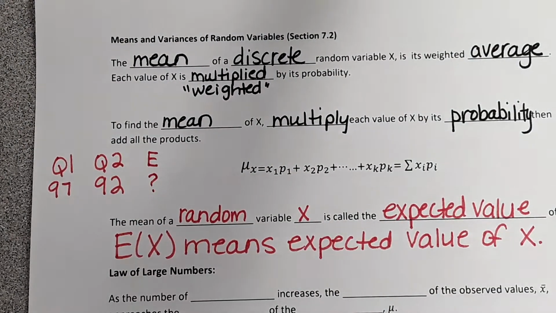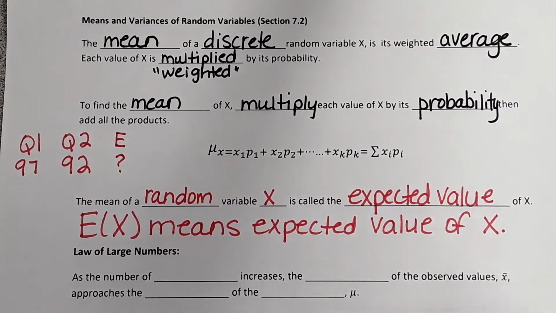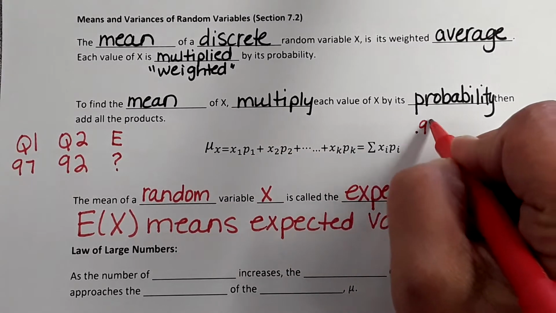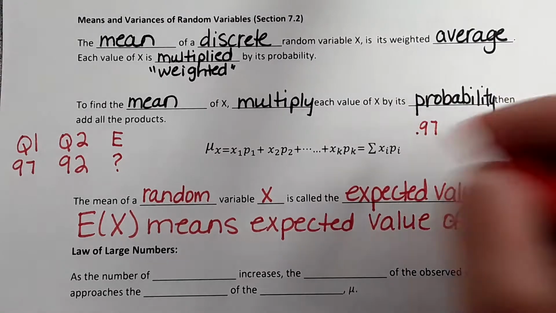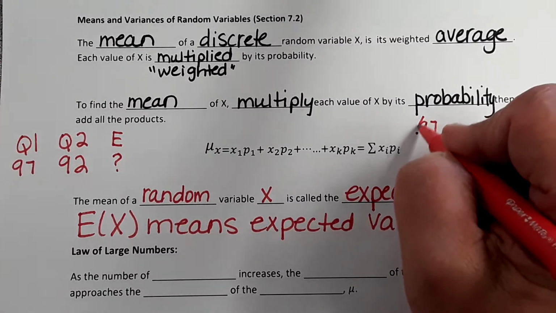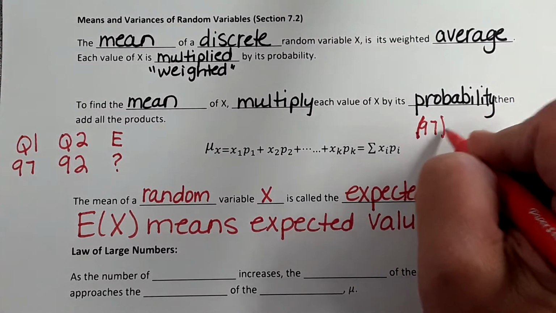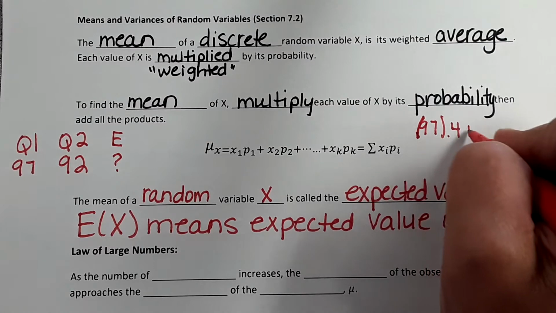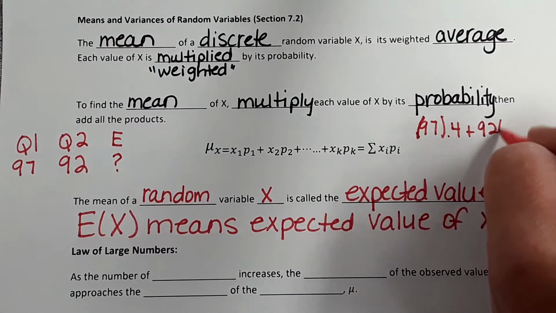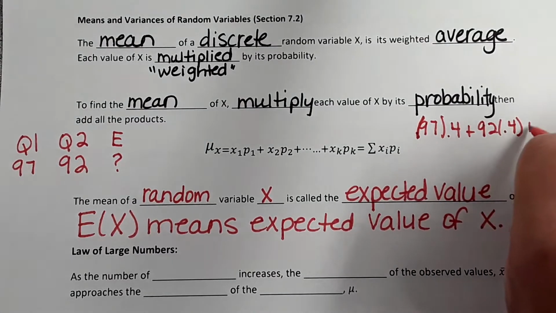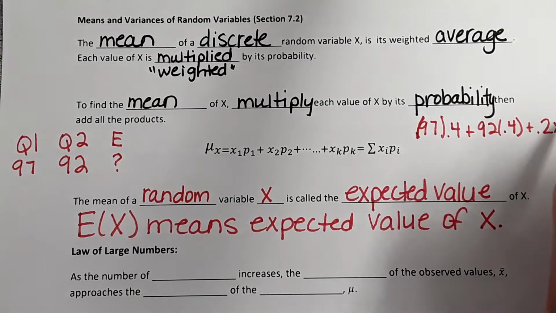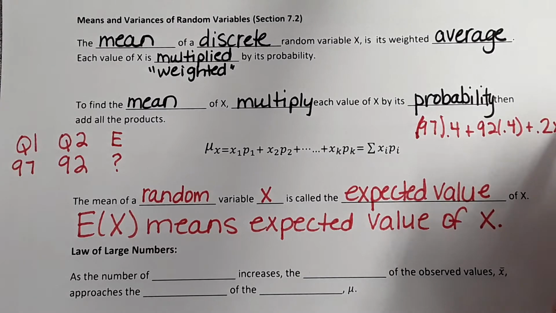We know we do 97, not 0.97. Ignore that, that's an accident, that's just a parenthesis. Times 0.4, right? Plus 92 times 0.4 plus 0.2x should equal what? 90.